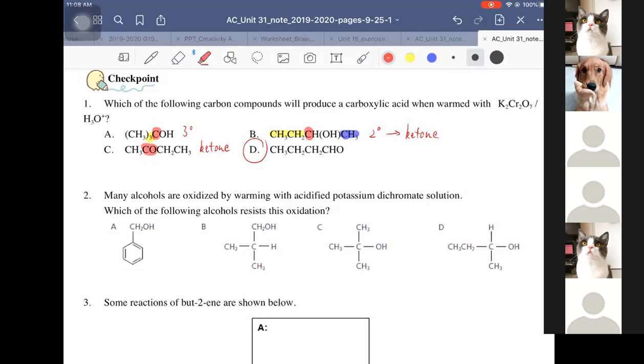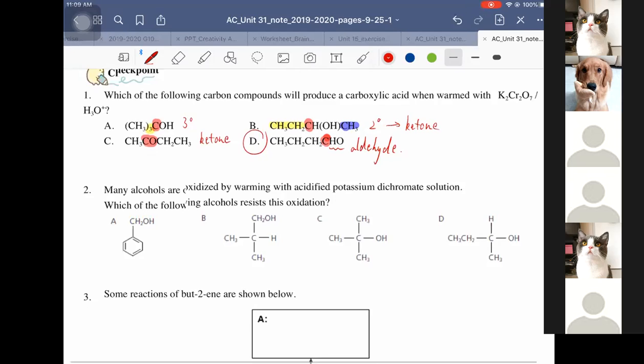For D, this is a carbon, and remember when we write HO, that means it's an aldehyde, not an alcohol. So for aldehyde, if we put the catalyst in it and heat under reflux, then we can get carboxylic acid. So that's the first question.